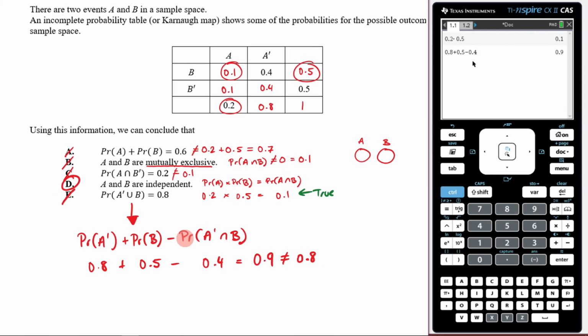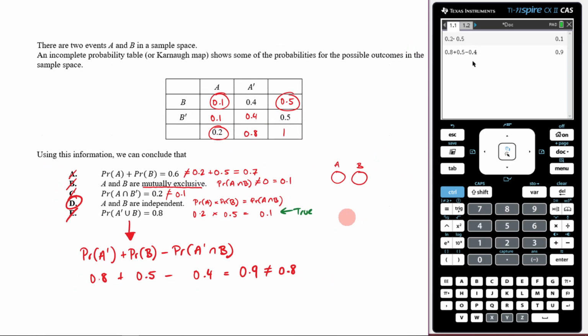Perfect. That's how you'd approach that question. Hopefully that made sense. Again, I really like probability questions, and hopefully you do too.